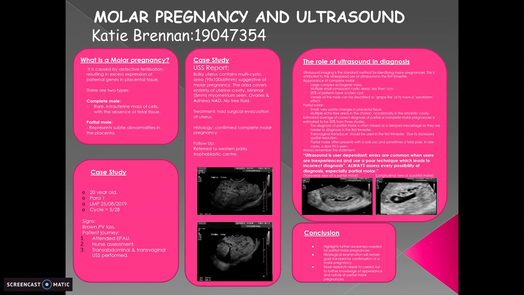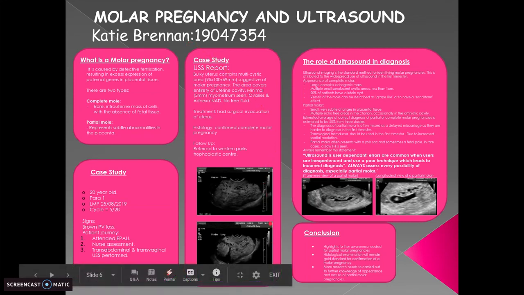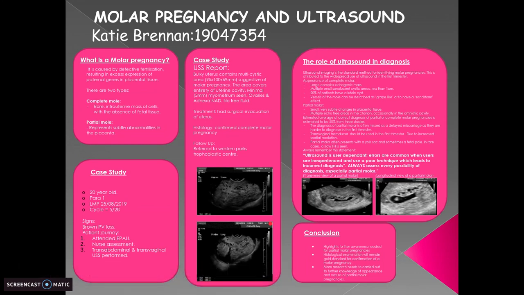The area covered the entirety of the uterine cavity, with a minimum of 5 millimeters of myometrium being seen. The ovary and the adnexa had no abnormalities detected, and there was no free fluid in the pouch of Douglas. As you can see, image 1 on the poster shows a transverse view of the uterus, and image 2 shows a longitudinal view.